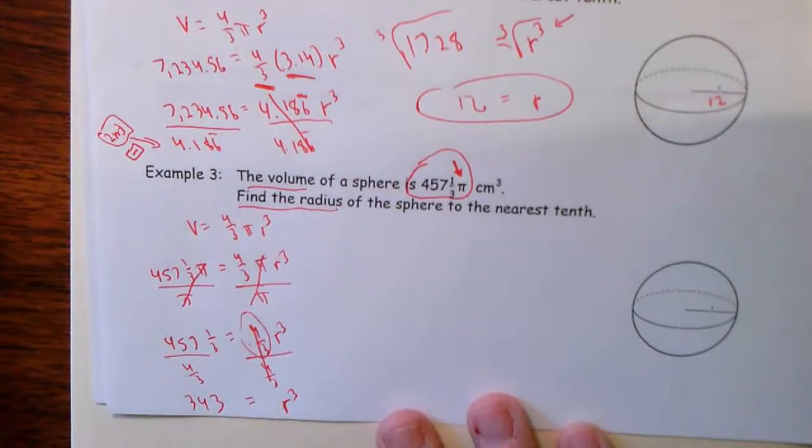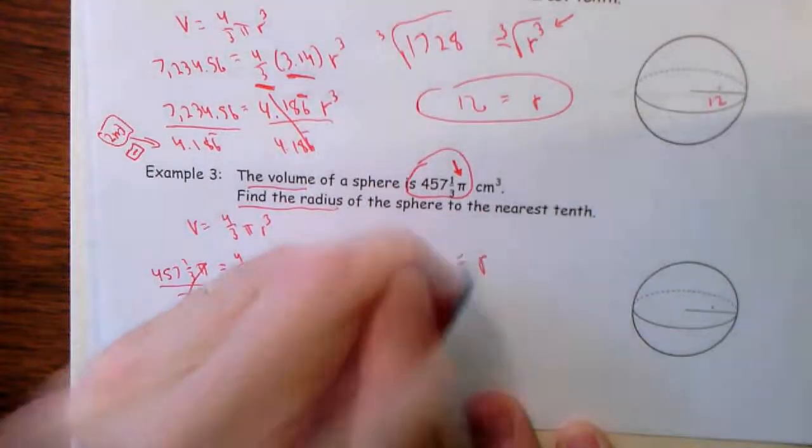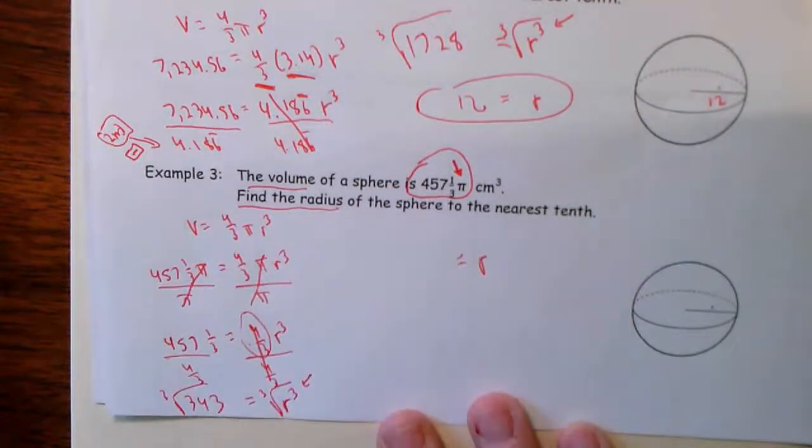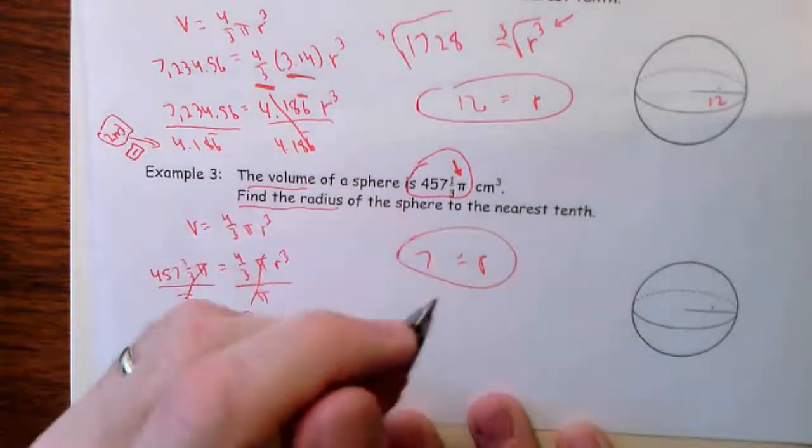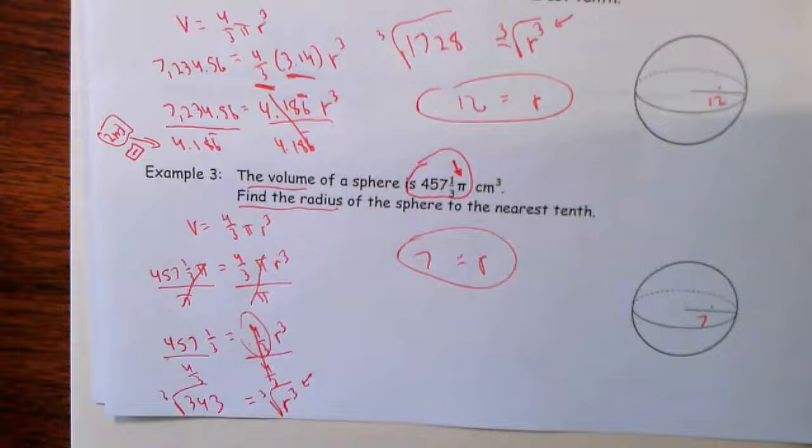And then the last thing you need to do again is get rid of the cube, and you would do that by taking the cube root of both sides. And that would give you the r by itself. And down here, the cube root of 343 is 7. So the radius here is 7.